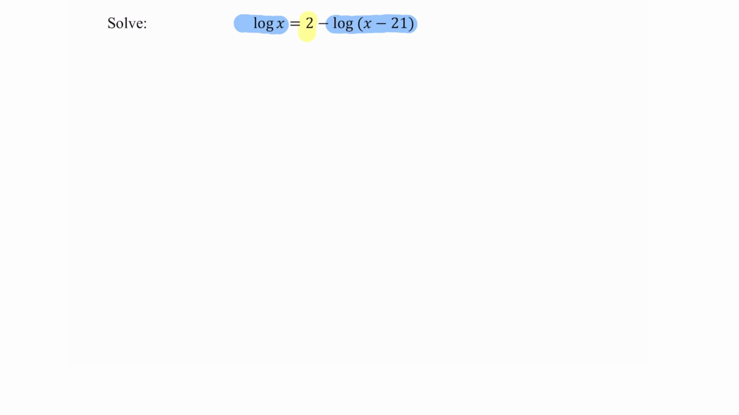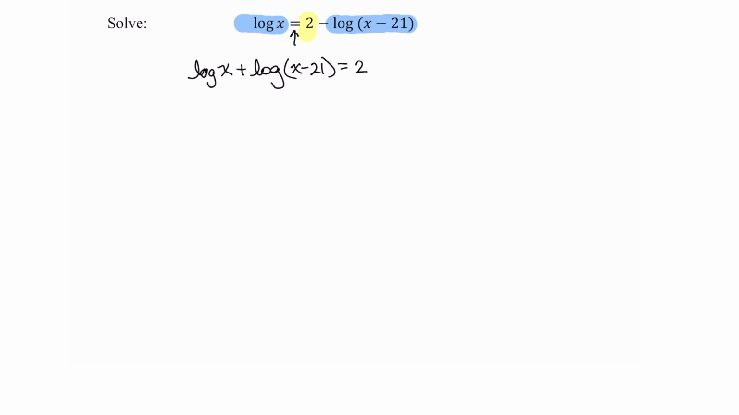So this isn't one where I would be able to just use the one-to-one property of logarithms because I'm not able to get the log expressions on each side without anything else over there. What we'll do to this though is we'll make sure that we get all the expressions that involve the logarithm of the variable on one side of the equal sign. So the first step we're going to do here is to add the log of x minus 21 to both sides. So we have log x plus log of x minus 21 is equal to 2.